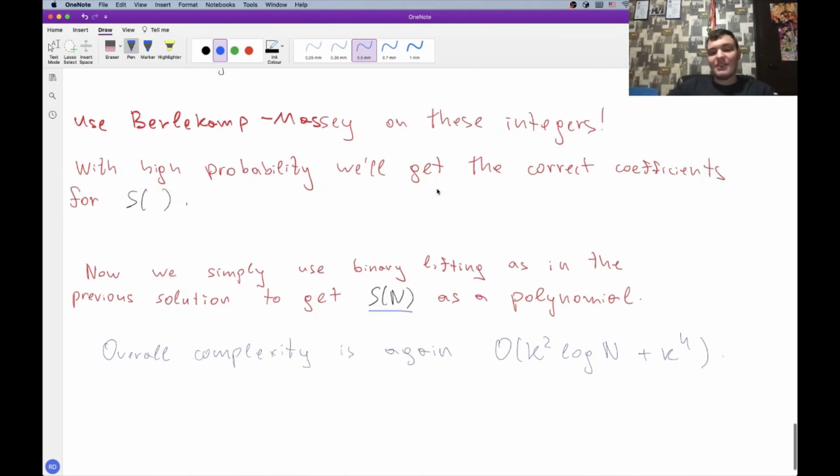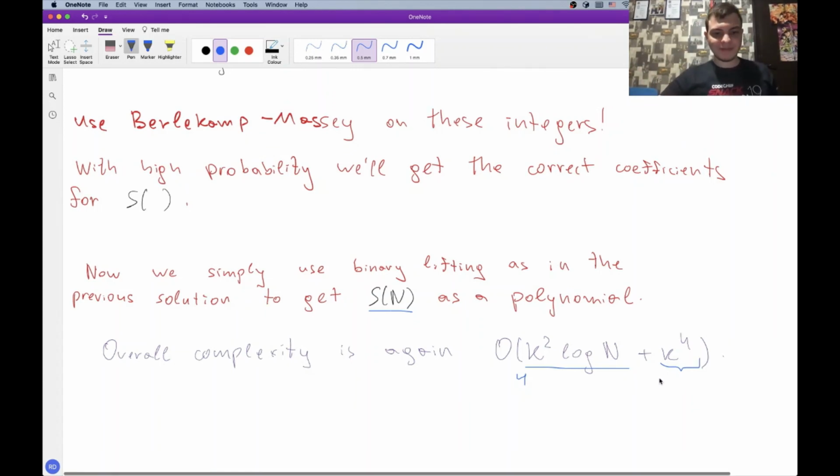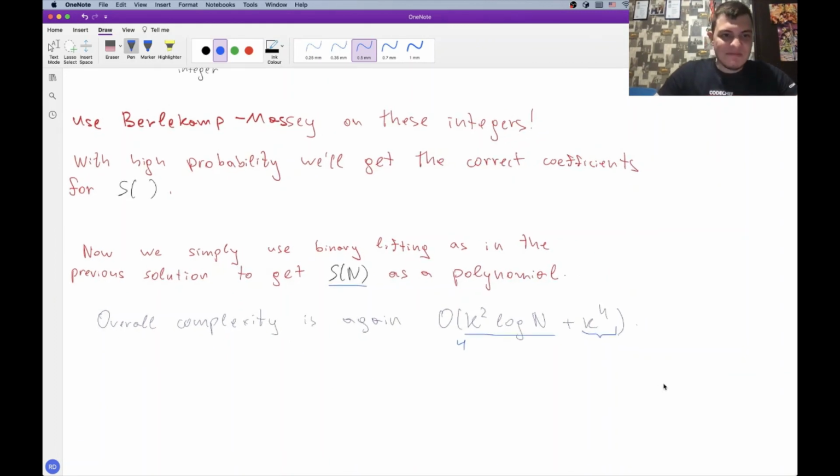The overall complexity will again be k squared log n, although here the coefficient will be 4 because the polynomial is slightly larger. But this is actually the fast part of the solution. The slower part is when we have the coefficients and need to build the final answer matrix, which again stays k to the 4th power. And that was pretty much the problem.